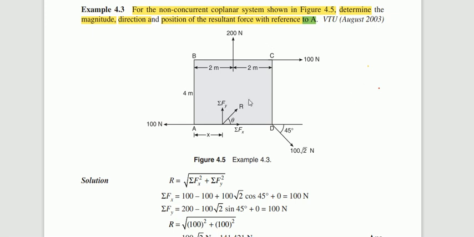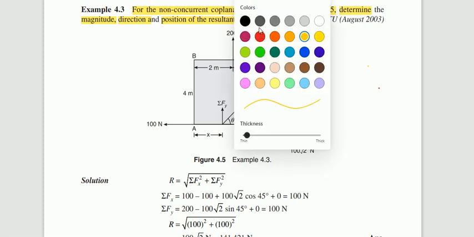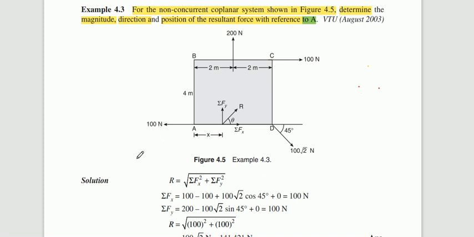So first we need to follow the same steps. Summation of Fx you need to find out, summation of Fy you need to find out. So here, how many horizontal forces are there? Yes, two horizontal forces are there, this one and this one, and one vertical force, 200, and one inclined force. So first we have to resolve this inclined force. What is the x component of this inclined force? 100 root 2 cos 45. Correct. 100 root 2 cos 45 is your x component, and 100 root 2 sin 45 is your y component, where 100 root 2 is the magnitude.